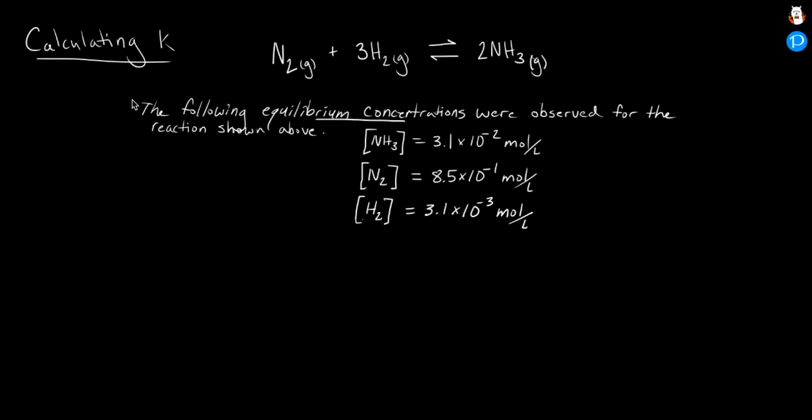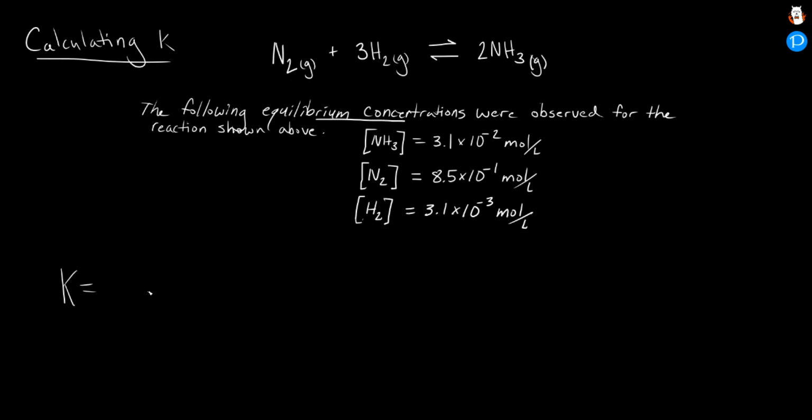Let's talk about how we calculate K using our equilibrium expression. So we have this reaction right here. The question says the following equilibrium concentrations were observed for the reaction shown above, and then they list out what the concentrations were. So for a question like this where you have to calculate K and you're given the equilibrium concentrations, it's just as simple as plugging it into your equilibrium expression.